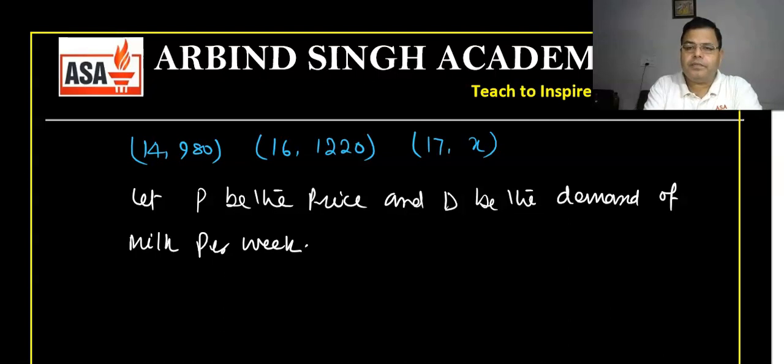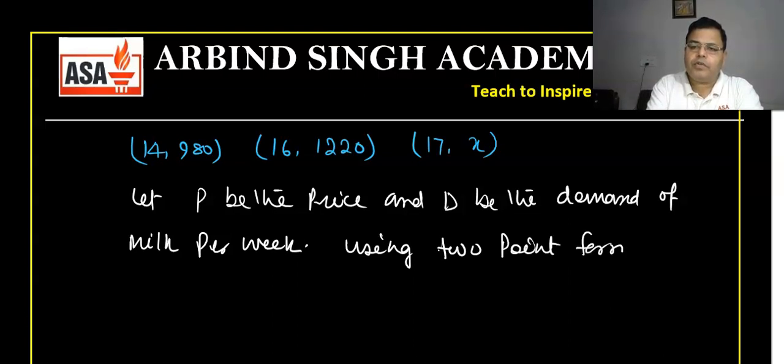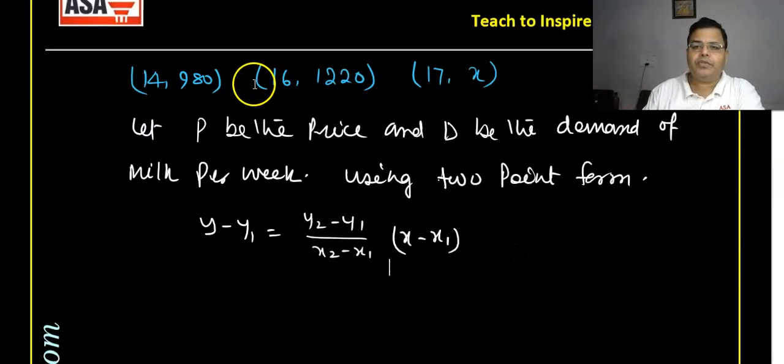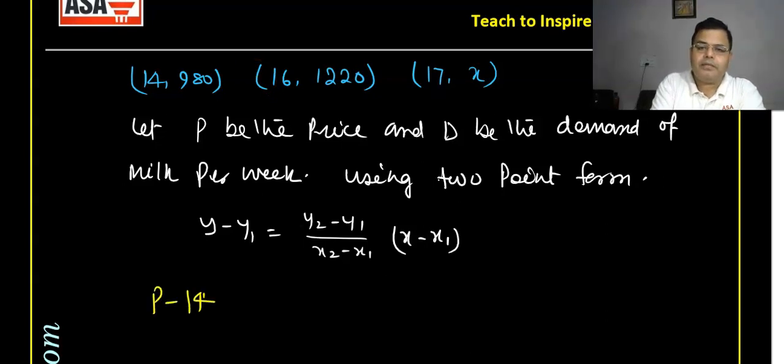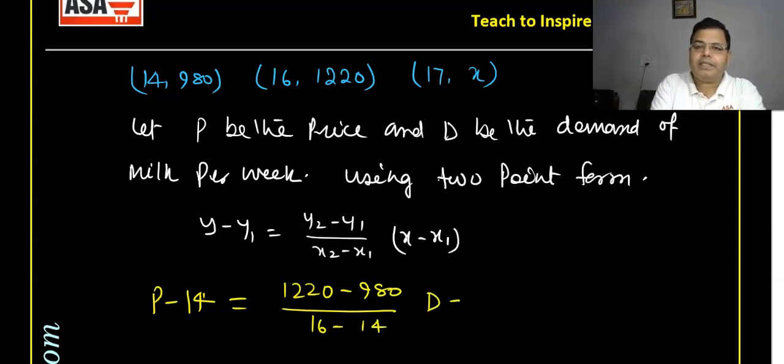Okay. So using two-point form, what is two-point form? You know that y minus y1 is equal to (y2 minus y1) upon (x2 minus x1) times (x minus x1), isn't it? So we can use it here, where price P is the price. So price minus 14 is equal to (demand 1220 minus 980) divided by (16 minus 14), and here demand minus what?